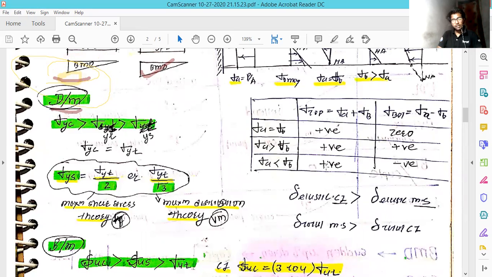The first condition I have taken is where the axial stress is equal to the bending stress, then axial stress greater than bending stress, and in the third case, axial stress is less than the bending stress. And for these conditions, I have taken the stresses at the top of the cross section and the bottom layer of the cross section. So first, in the condition where both axial and bending stresses are equal.